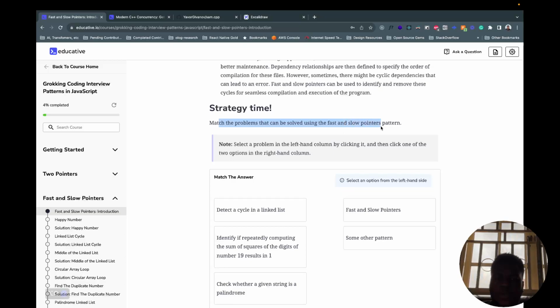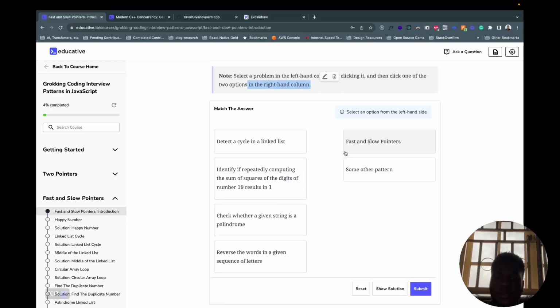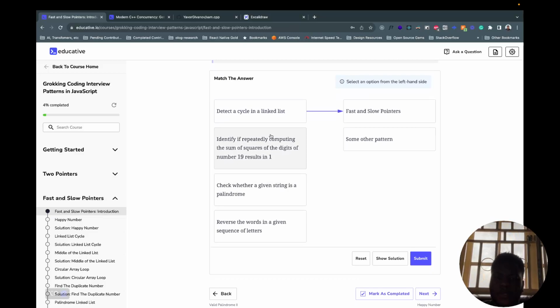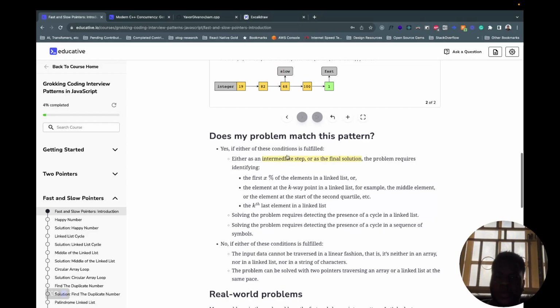Strategy time. Match the problems that can be solved with a fast and slow pointer pattern. Select a problem in the left-hand column by clicking it, and then click one of the two options on the right-hand side. Okay. Detect a cycle in the linked list. Yep, you just told me that. Identify if repeatedly computing the sum of squares of the digits of a number results in a cycle. I mean, they just gave me this exact example. Check whether a given string is a palindrome. That's the quality of the individual items, not the list as a whole, I think.